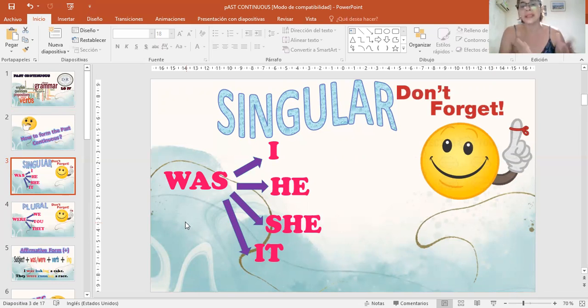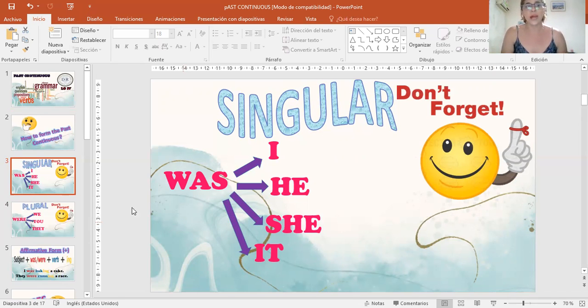For example, in the case of the pronoun it, I may say, it's a table, it's a chair, it's a book, it's a pencil, it's a picture. Okay, let's go on. Now, what about the plural?